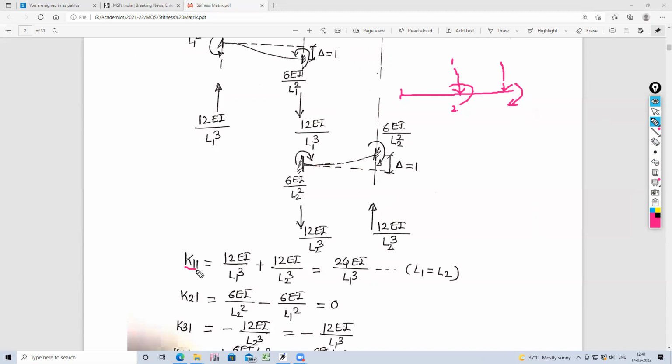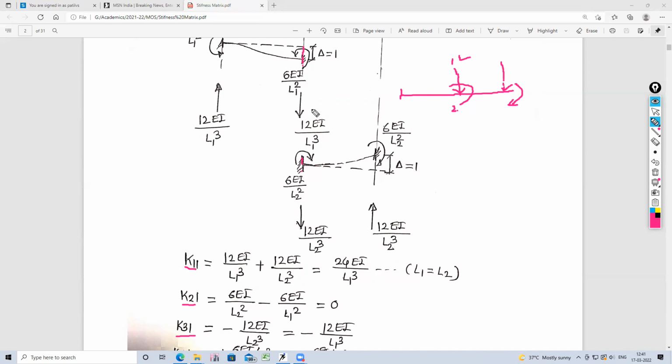Stiffness at 1. How to read this? Stiffness at 1 due to unit deformation at 1. K21: stiffness at coordinate 2 due to unit deformation at 1. K31: stiffness at 3 due to unit deformation at 1. Now first is stiffness at 1. What is coordinate 1? Coordinate 1 is a force. So this is the location; in the first part, what is the force generated, and in the second part?